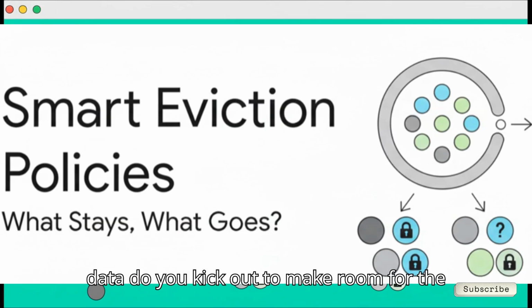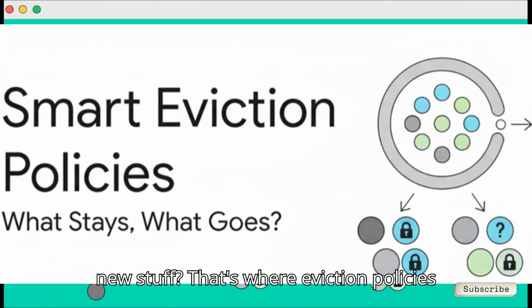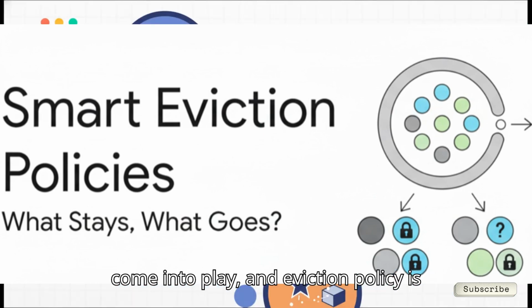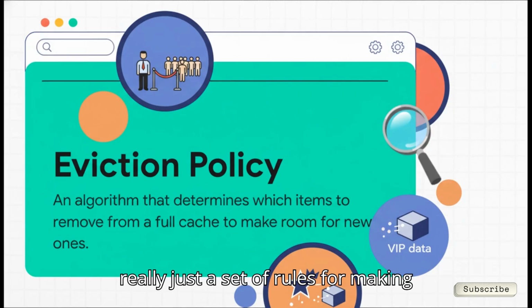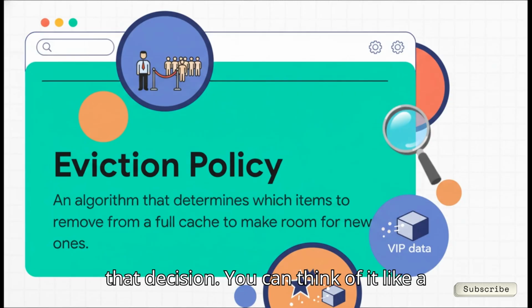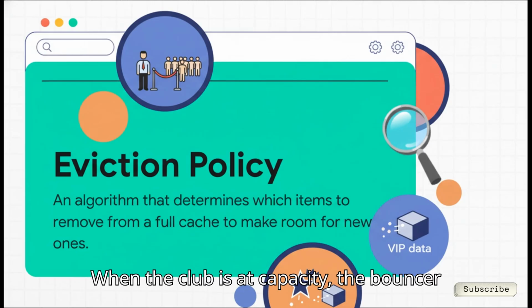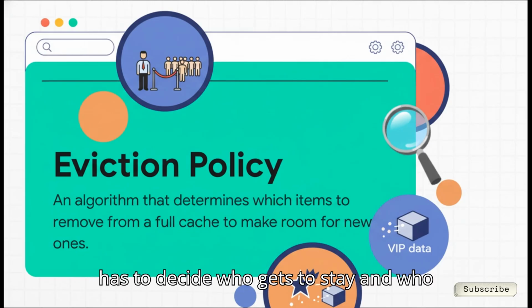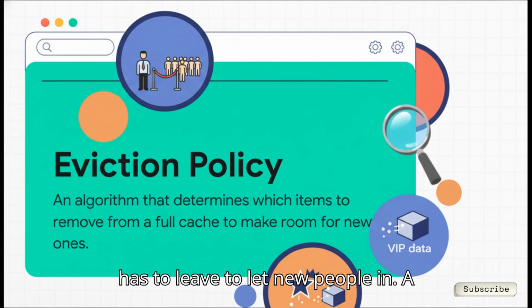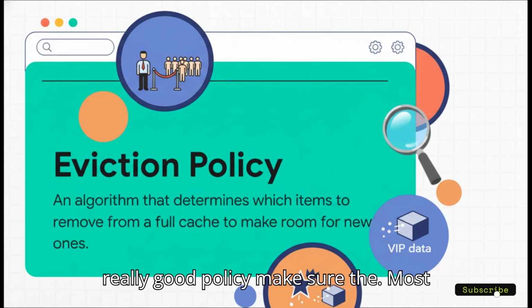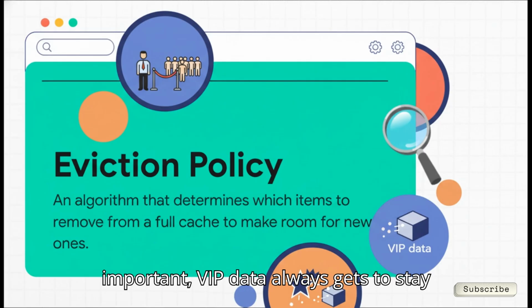What data do you kick out to make room for the new stuff? That's where eviction policies come into play. An eviction policy is really just a set of rules for making that decision. You can think of it like a bouncer at a really popular nightclub. When the club is at capacity, the bouncer has to decide who gets to stay and who has to leave to let new people in. A really good policy makes sure the most important VIP data always gets to stay inside.